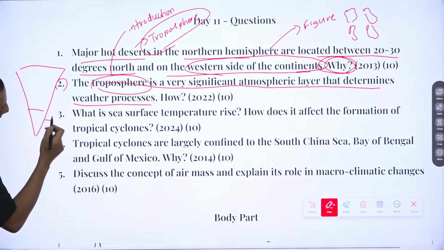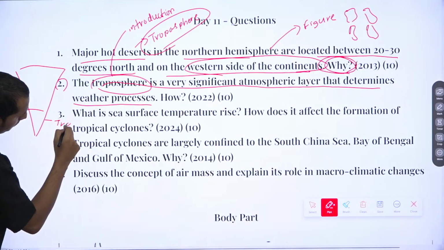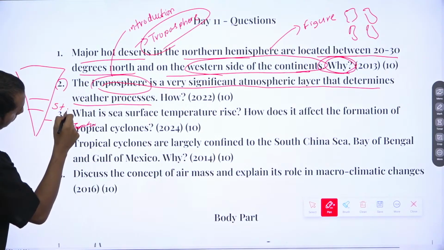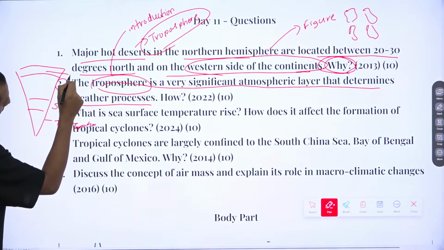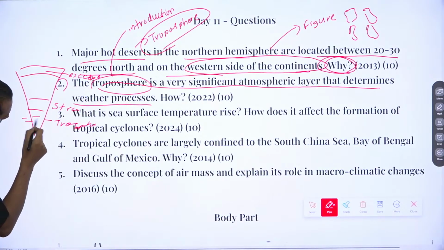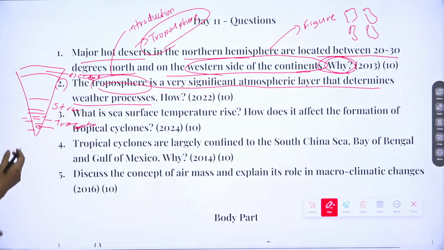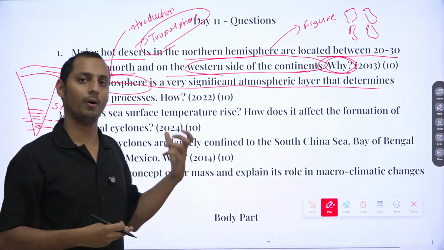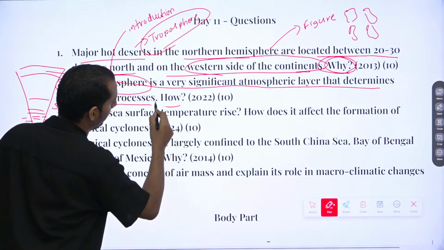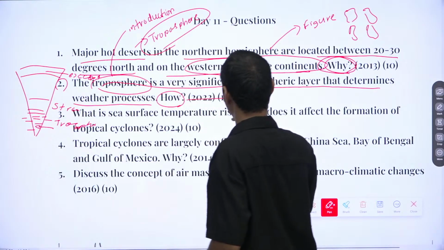The first layer would be the troposphere, followed by stratosphere, all the way to the exosphere. And you can mention clouds, flights, all this rain. You can draw all this rain, clouds, and all these factors here. Now, mention why on the second body part.